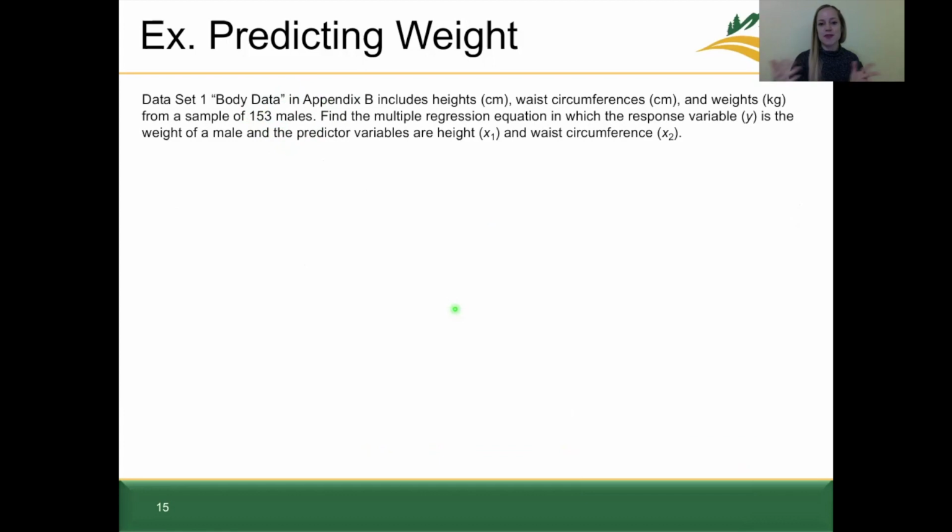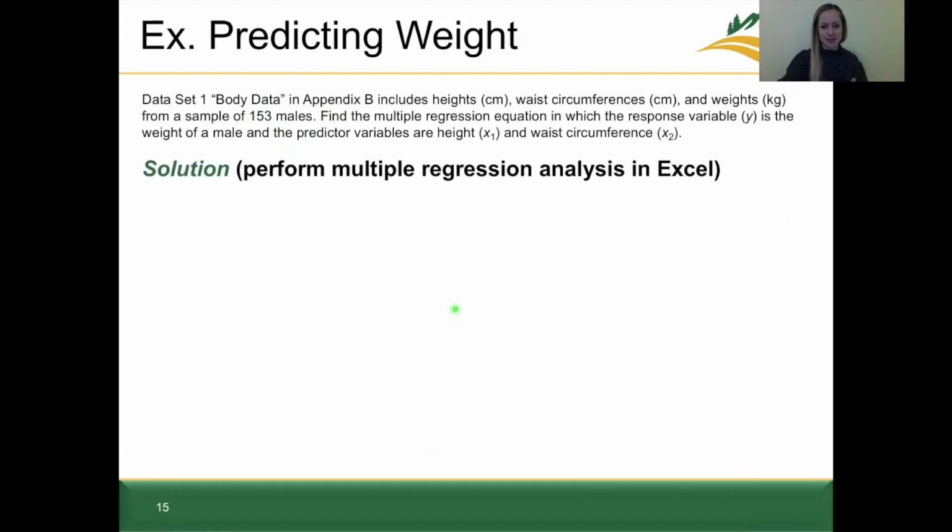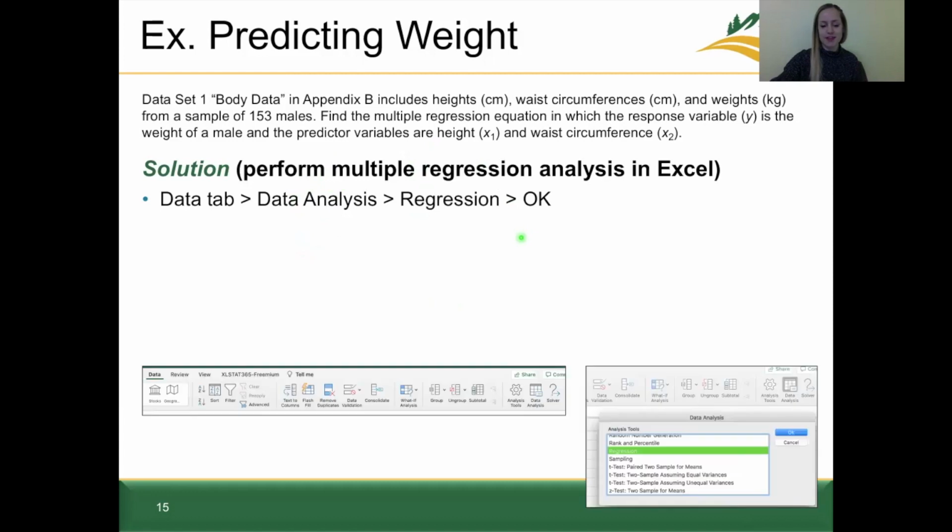Next, let's set up our multiple regression analysis using Excel. So to do this, first you want to go to your data tab, go to data analysis, that's an add-in that you needed, go to regression, click OK. What this looks like is I go under my data tab, I go to that data analysis button, this populates, I click on regression, then I select OK.